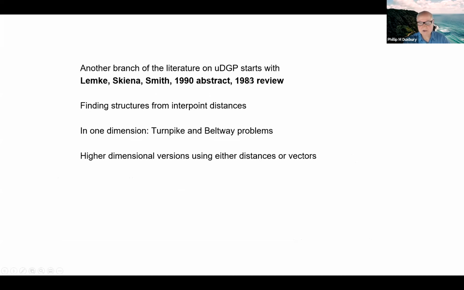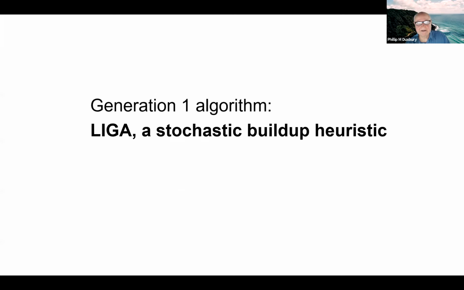So another branch of the literature on this problem starts with Lemke, Skiena, and Smith. There's a 1990 abstract and a 1983 review. They talk about finding structures from interpoint distances, and in one dimension, they called them the Turnpike and Beltway problems. And there is a literature doing higher dimension versions using either distances or vectors. There's also a vector generalization of what we've called the unassigned distance geometry problem, and I'll get to that later in my talk if I get there.